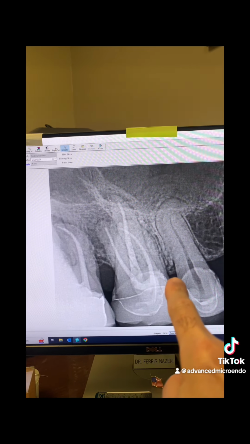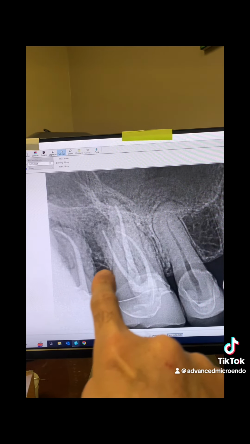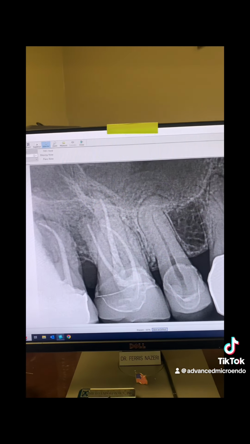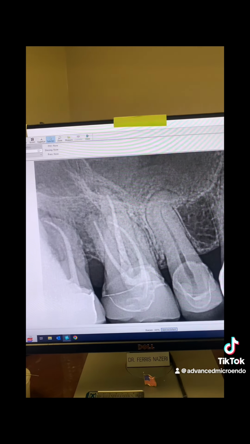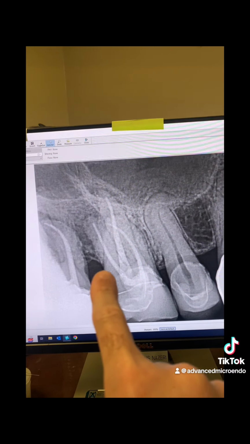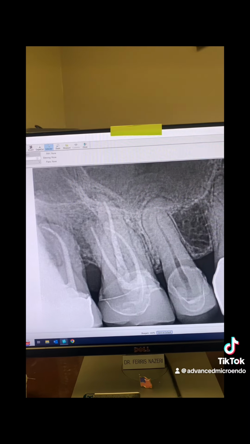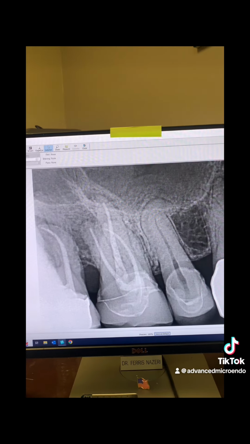Look at the bone level in the mesial of tooth number 3, and look at the bone level in the distal of tooth number 3 and mesial tooth number 2. So that's a food pocket. That's perio, and this needs to be addressed. As you can see, it's already consumed almost half of the distal buccal root and half of the mesial buccal root of tooth number 2.